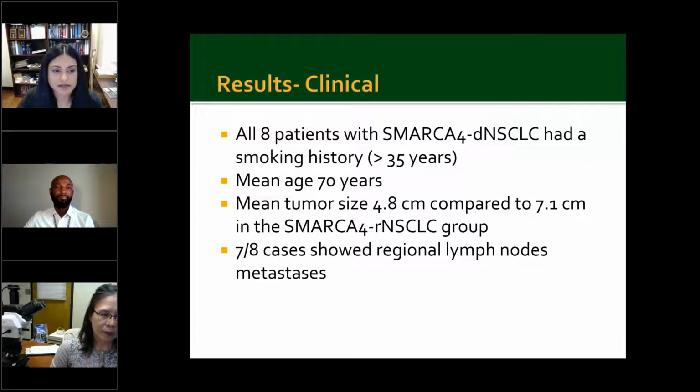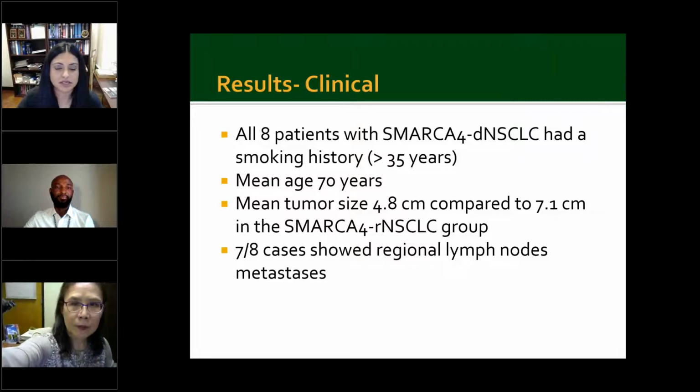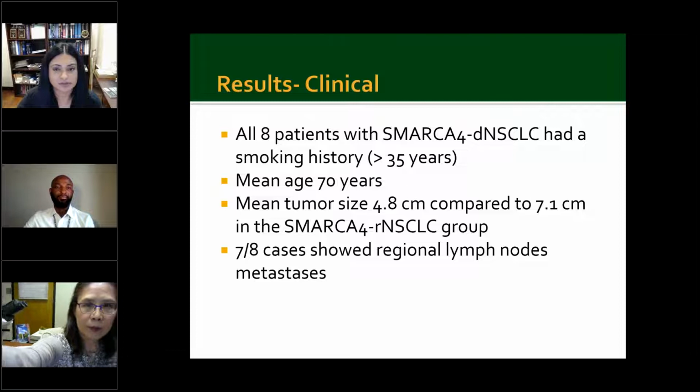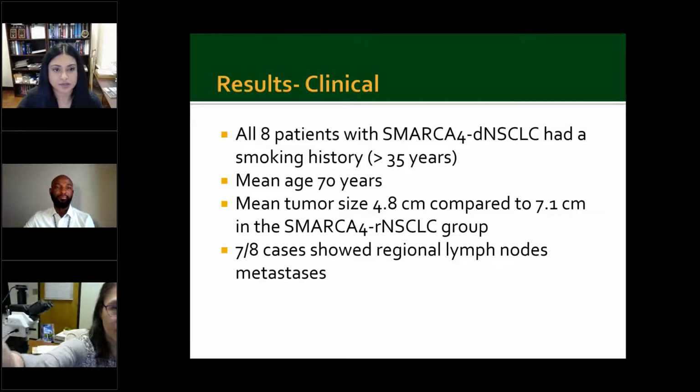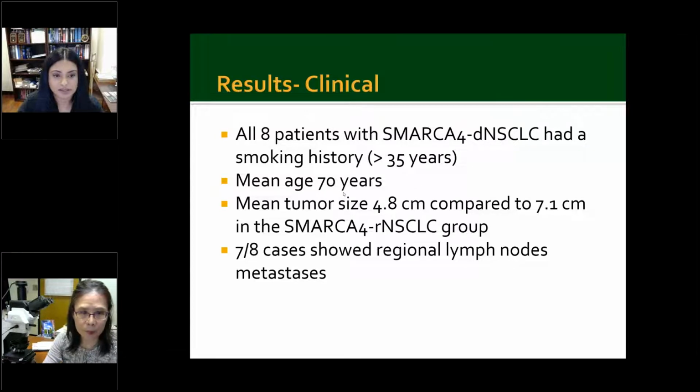So in talking about some of the results from a review of these 16 patient cases, half of them with the BRG1 deficiency and the other half with the retained SMARCA4 or BRG1, all 8 of the patients with the SMARCA4 deficient status had a smoking history of greater than 35 years. That was a pretty significant finding and confirms findings previously as well. So that was something that was conserved between all of the patients in this deficient group. The mean age was found to be about 70 years old.